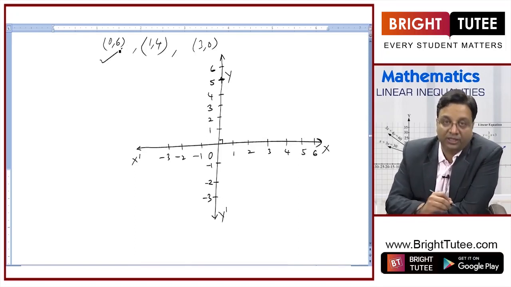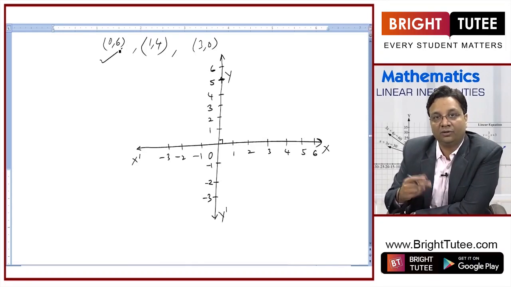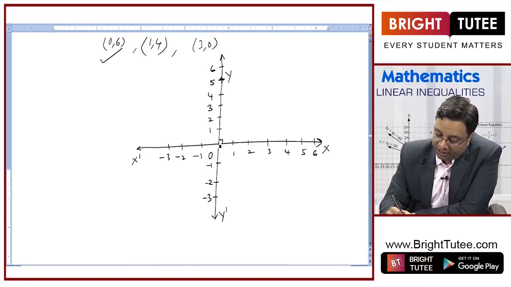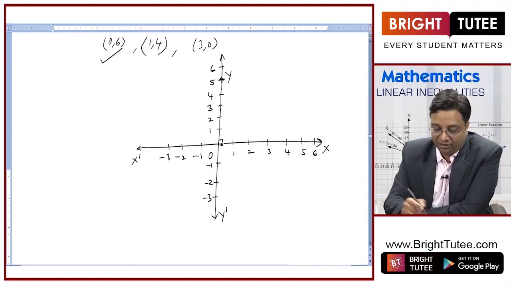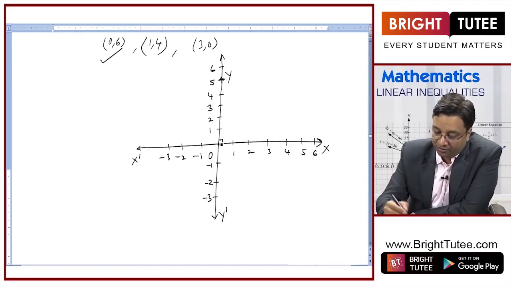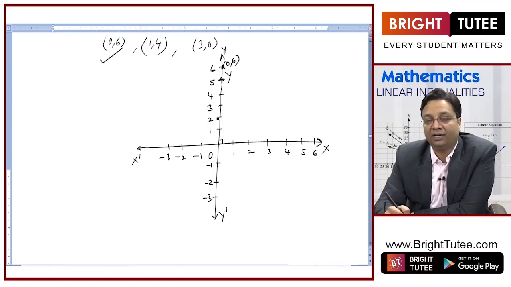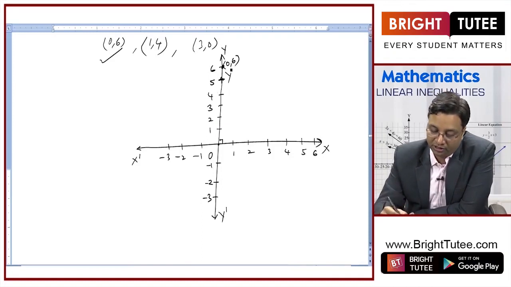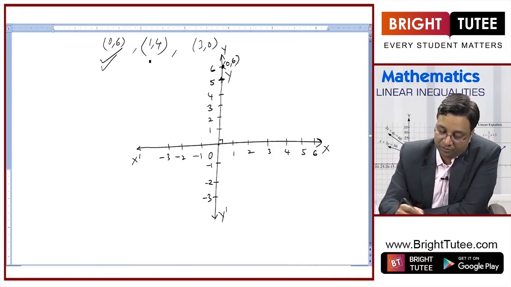To plot this point here, x coordinate is 0, y coordinate is 6. So for this point I need not go towards the right, because x coordinate is 0. I need to go above. So this will be the point 0, 6. On the y axis, every point will have x coordinate as 0. So this is the point 0, 6, the first point here.